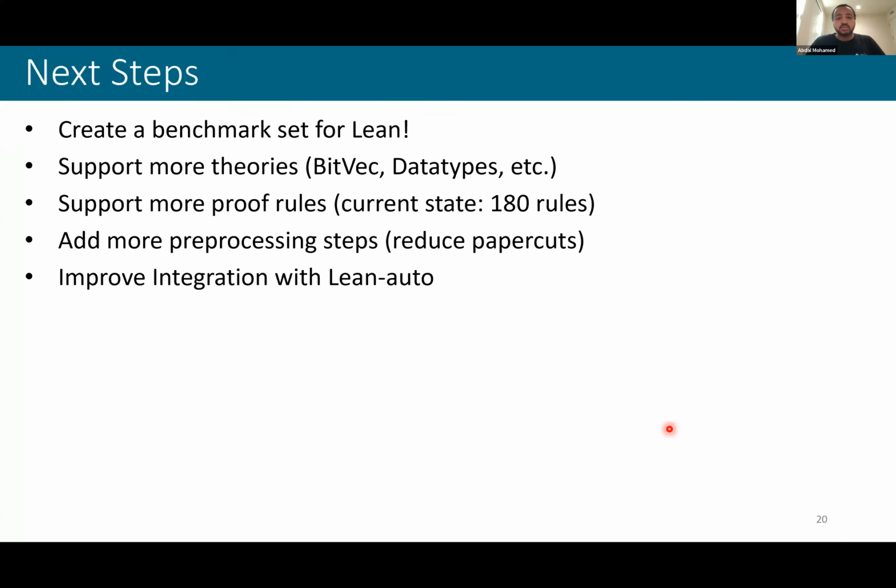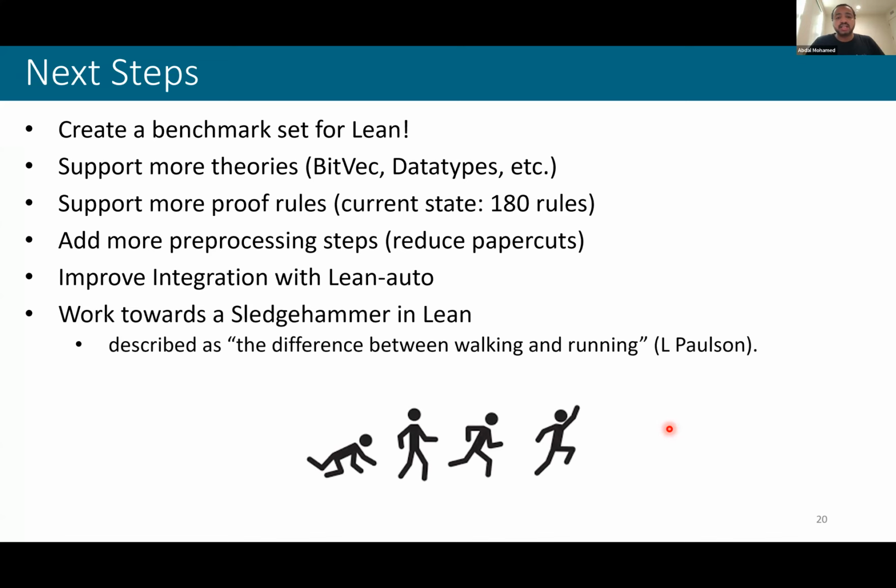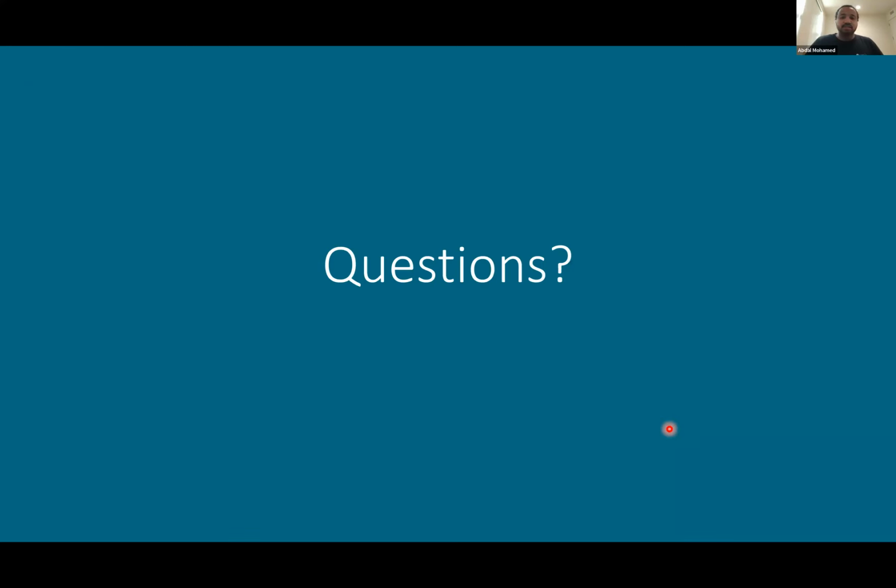And once we're done with all of that, we can go to the next step, which is to work towards a Sledgehammer tactic in Lean. This is going to be, of course, a huge amount of work that needs to be done with the community. However, the goal there is basically to reach the point where the difference between using the tactic and not using it is like walking and running, just like what Lawrence Paulson said, who's the developer of Isabelle. So yeah, that's all I have to say.